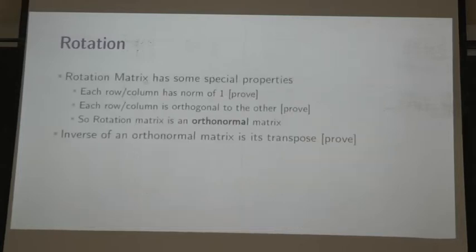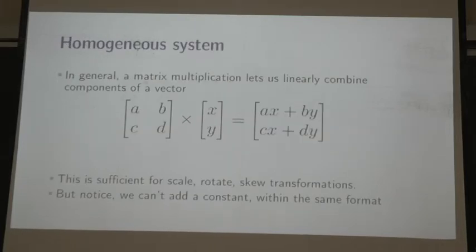So it's a nice property. I mean, if you feel uncomfortable, try proving it yourself. It's a nice property that if somebody gives me an orthonormal matrix and I need to find its inverse, I really don't need to do much. I can just flip the rows and columns and that's it. Okay.